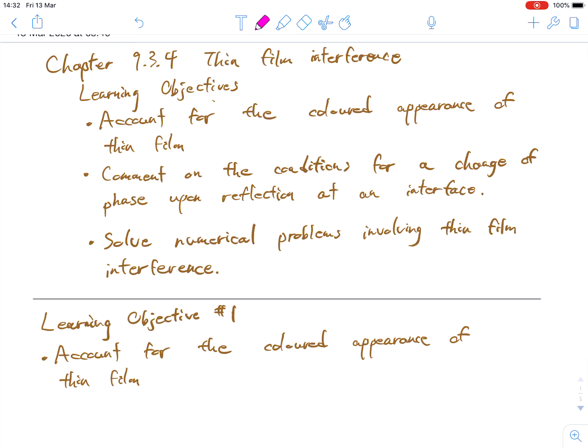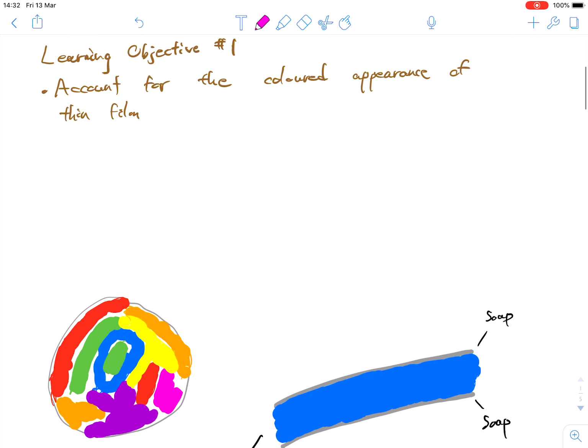Welcome to the video tutorial for 9.3.4 Thin Film Interference. We've got 3 learning objectives today, so let's get right into it.